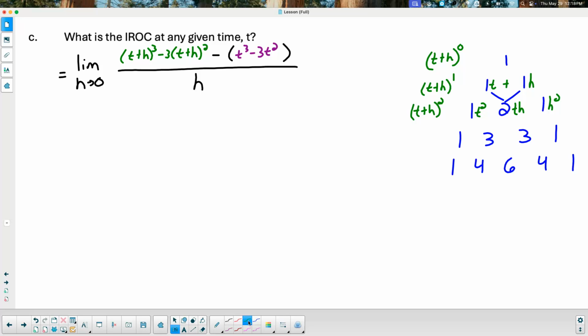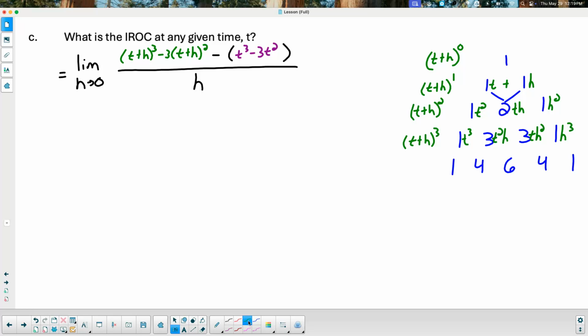First variable starts at the exponent of the power that you're taking and works its way down to 0: 2, 1, 0. Other variable starts at 0 and works up to the power that you're taking: 0, 1, 2. So then this would be t plus h quantity cubed. So it would start with t cubed h to the 0. T squared h. T h squared. t to the 0 h cubed.